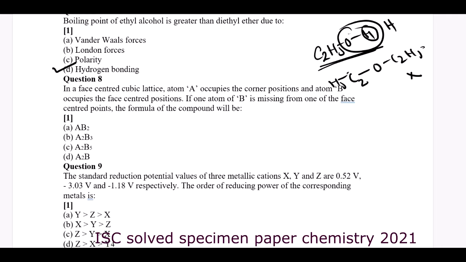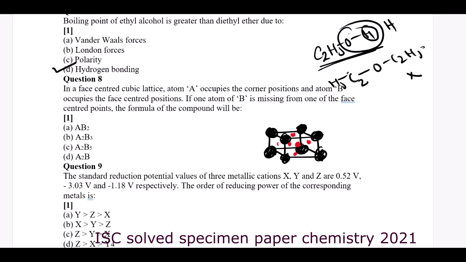So the reason will be hydrogen bonding. In a face-centered cubic lattice, atom A occupies the corner position and atom B occupies the face center position. So here the scenario is like that, we have a face-centered cubic cell. Atom A occupies the corner position. So suppose these are the atom A. Now we have all 8 corners occupied by atom A. Atom B occupies the center of the face. So here is the center of the face. Here there are a total of 6 faces.